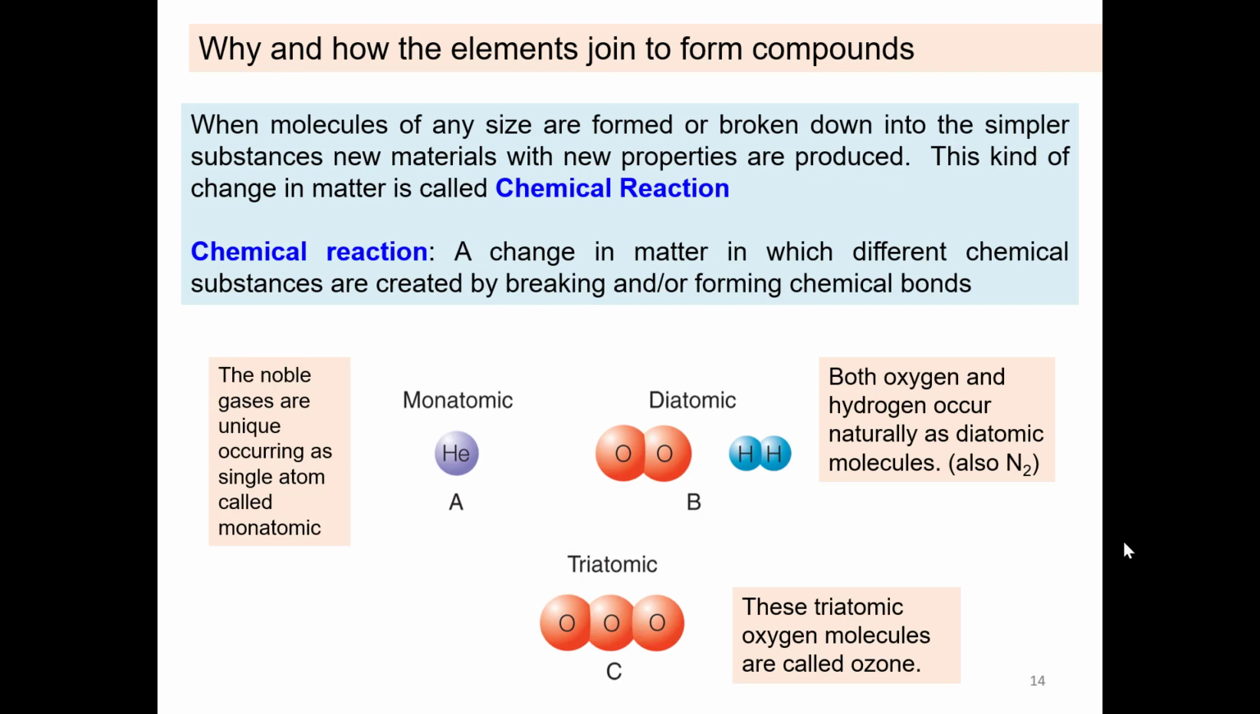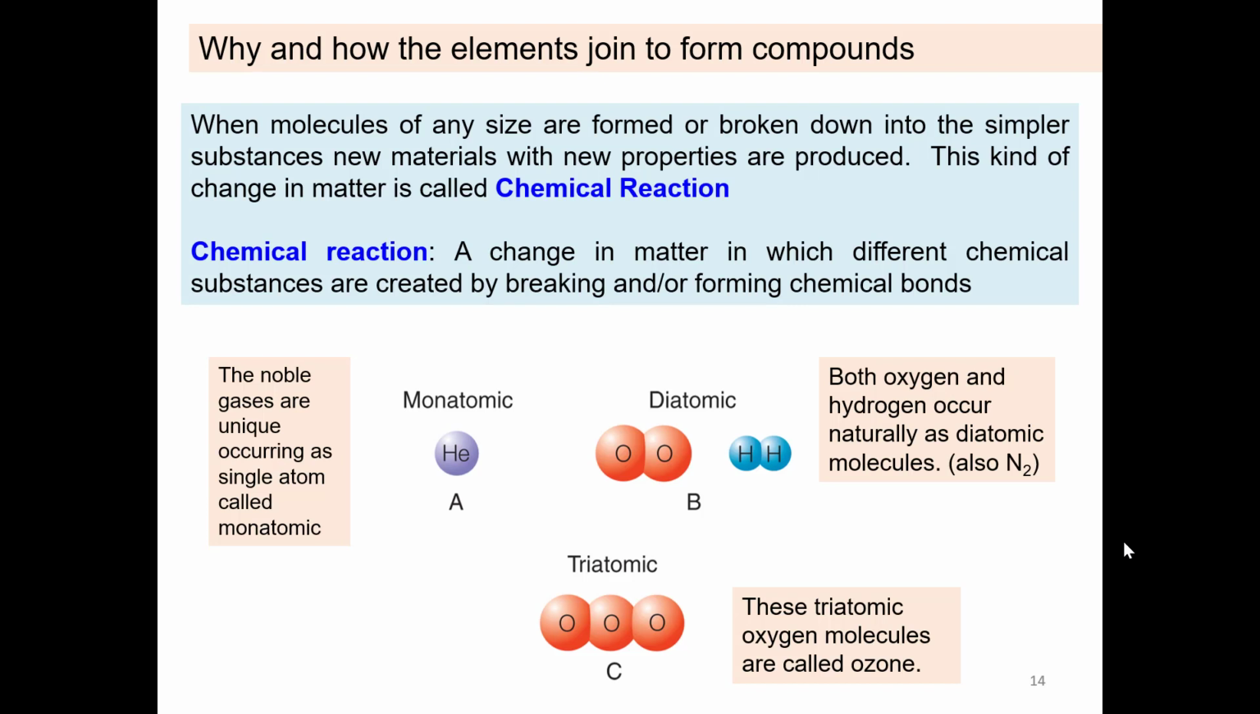And how do the elements join to form compounds? What happens is that the elements react to form a new substance with new properties. When they react, there is some change in matter, and this change in matter we call a chemical reaction. We can define a chemical reaction as a change in matter in which different chemical substances are created by breaking or forming chemical bonds.